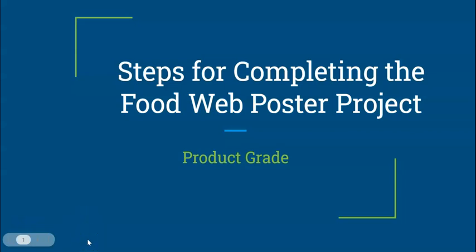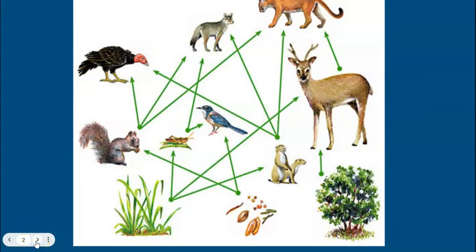So what are you going to be doing? You will be designing your own food web for one particular location on Earth. It's a specific ecosystem or biome. So here's a food web. You've seen this one before, right?